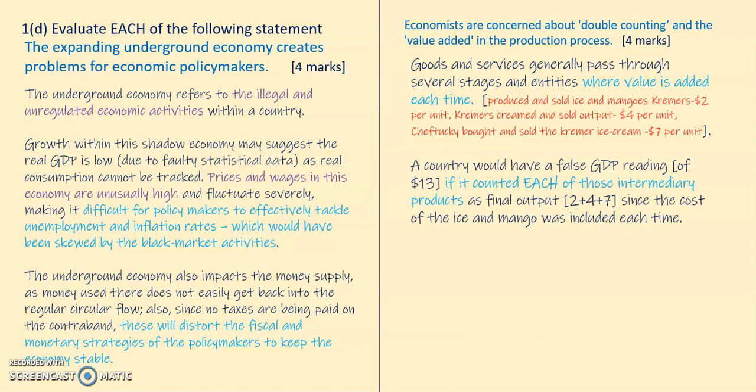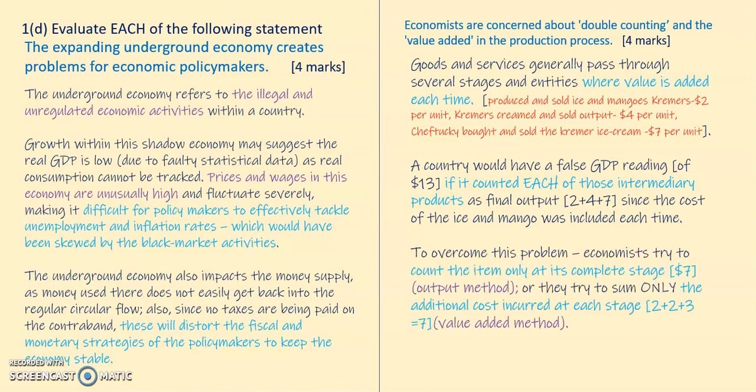So you can see then that a country will have a false GDP reading of 13 if it counted each of those intermediary products, right? The ice and mangoes, then the mix by creamers, then the ice cream by Chef Tucky. If it counted all those things as final output, because then you have 2 plus 4 plus 7, making 13, right? And the reason why you make a mistake here is because all of those costs actually include the cost of the ice and the mangoes. For sure, right? All three got the ice and the mangoes in it. So to overcome this problem, the economists try to count the item only at its completion stage, right? In this case, it would be $7 because that was the last stage when it was sold as ice cream to the public. Right, that's called the output method.